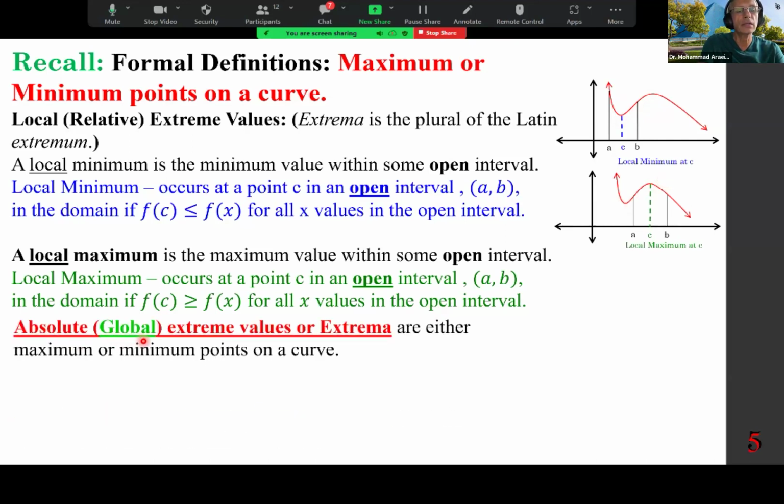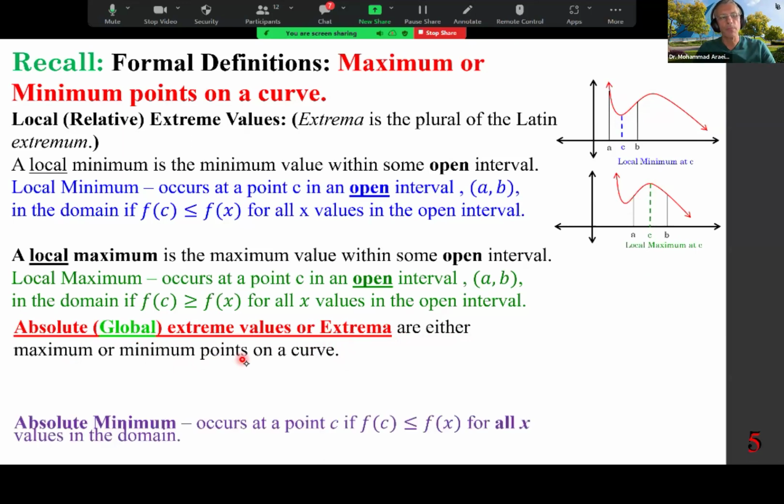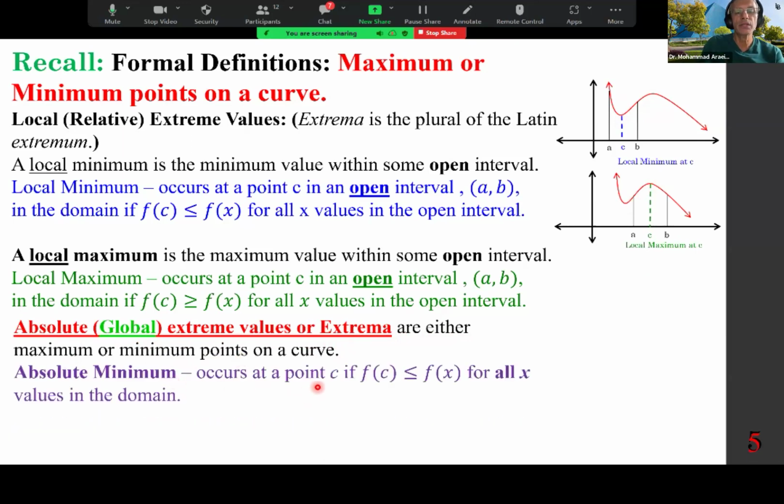Absolute extrema, also known as global extreme values, are either maximum or minimum points on a graph. An absolute minimum occurs at the point c if f of c is less than or equal to f of x for all x values in the domain. This is not only a local min, also an absolute min.